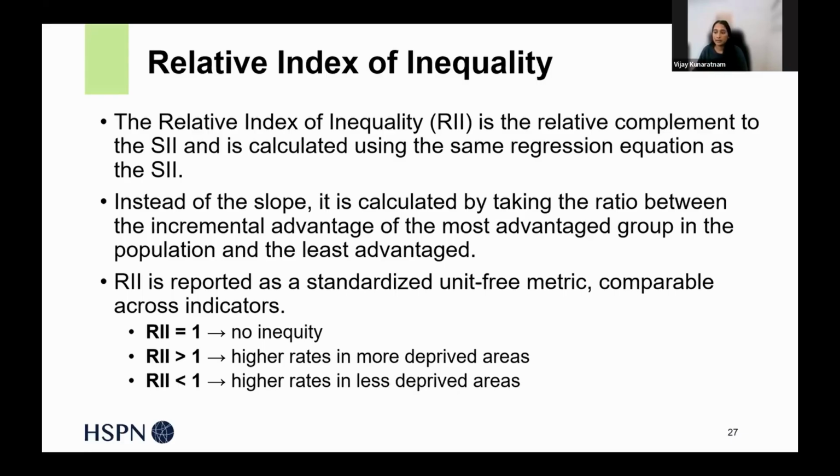In terms of interpretability, an RII of 1 means no inequity, so perfect equality. An RII of greater than 1 means higher rates are in more deprived areas, and an RII of less than 1 means higher rates are in less deprived areas.